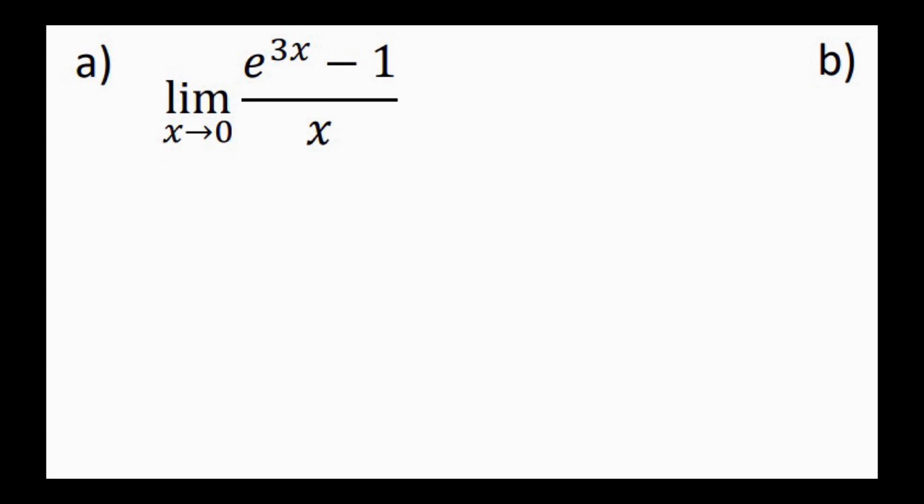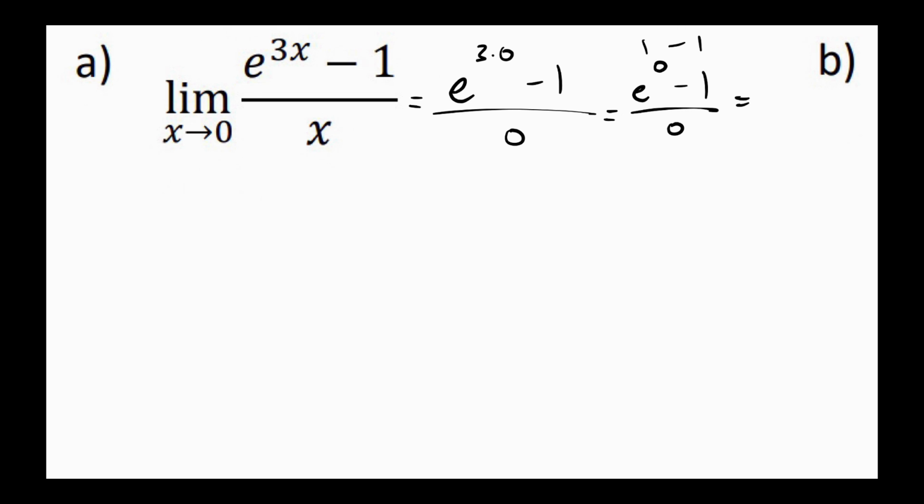Okay, so plug in 0. So we get e to the 3 times 0 minus 1 over 0. E to the 0. Anything to the 0 power is always going to be 1. So 1 minus 1 equals 0, so it's 0 over 0. Okay. So L'Hopital's rule.